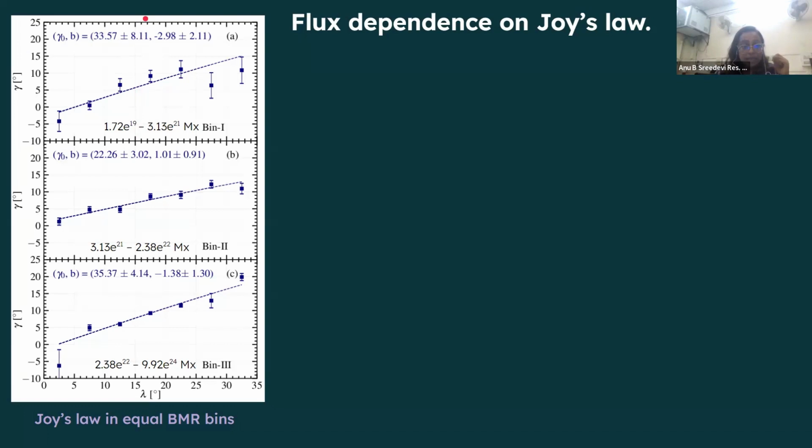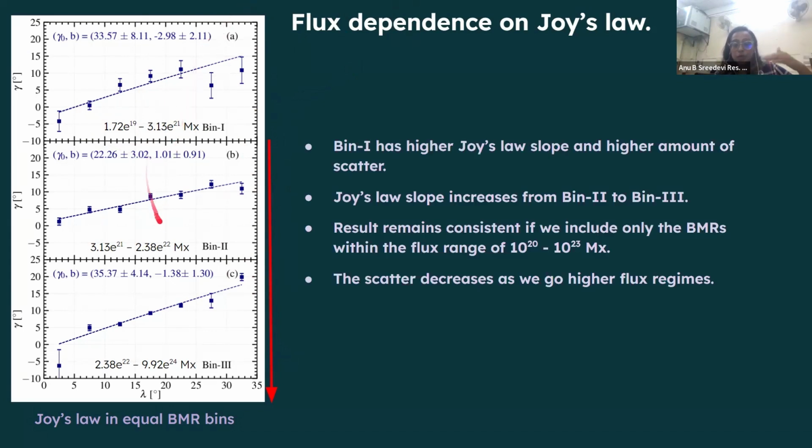I collected all the BMRs and I divided them into 3 equal bins. And one thing: as you go from A to B to C, you will see that flux bins are unequal, but the flux is increasing. The first thing that we observe is the scatter is decreasing from bin 1 to bin 2 to bin 3. Which says that lower flux regions have a very erratic tilt because they are weak BMRs and they will be affected by the turbulence. But as we go to higher, moderate to stronger BMRs, we see a clear Joy's law slope increase.